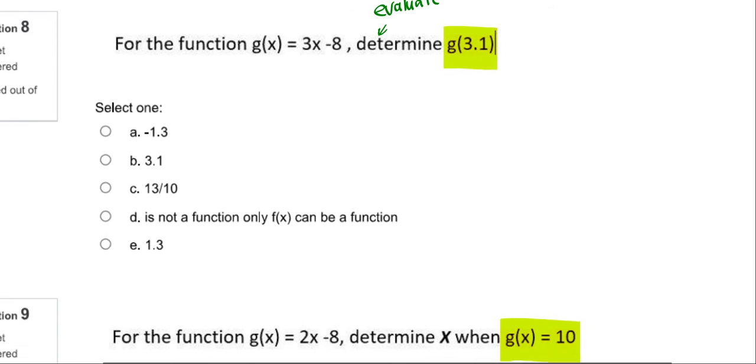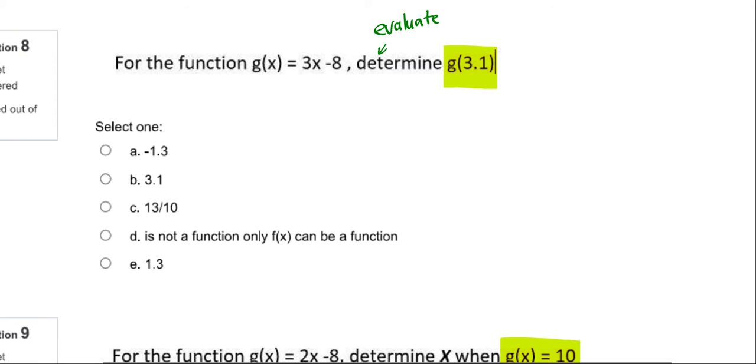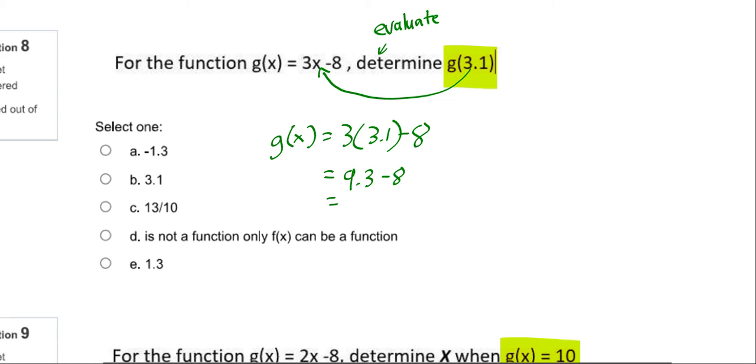Next, for the function g(x) = 3x - 8, determine g(3.1). It's the same thing. Take this 3.1 and put it in where there's an x. So g(x) is equal to 3 times 3.1 minus 8. 3 times 3.1 is 9.3. And 9.3 minus 8 is 1.3.